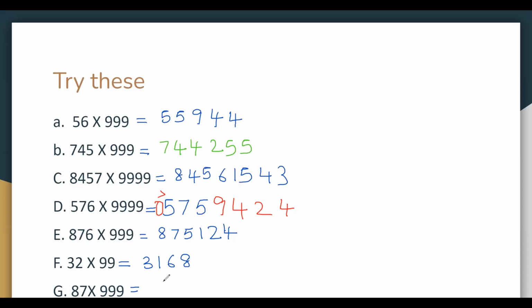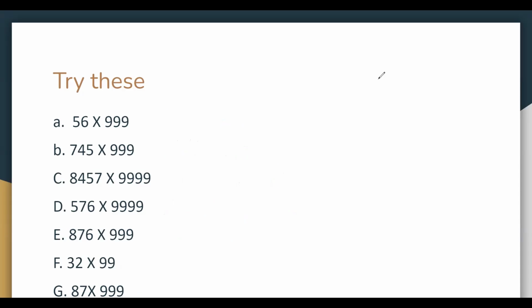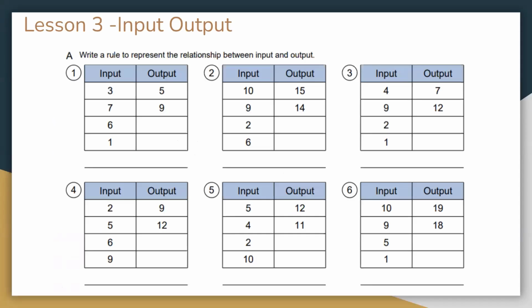87 into 999. So 87 minus 1 is 86. And then 9 minus 0 is 9. 9 minus 8 is 1. And 9 minus 6 is 3. So here you go. These are your answers. You have to keep a speed limit and check how fast you're able to do things.